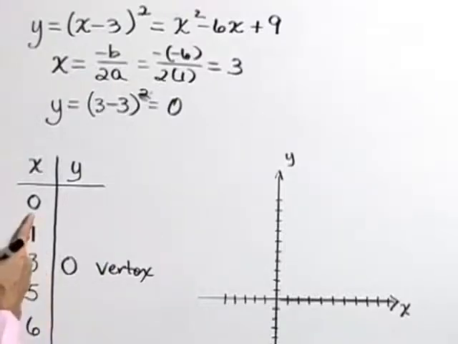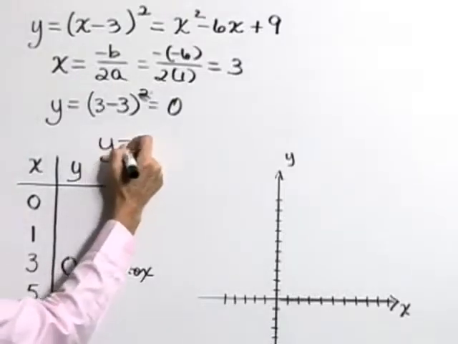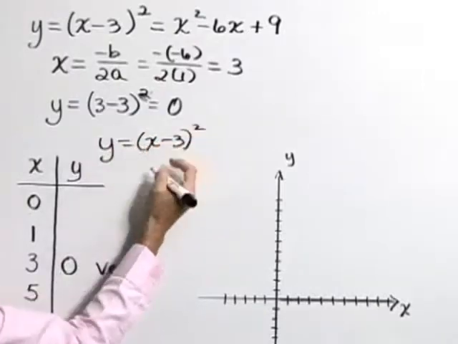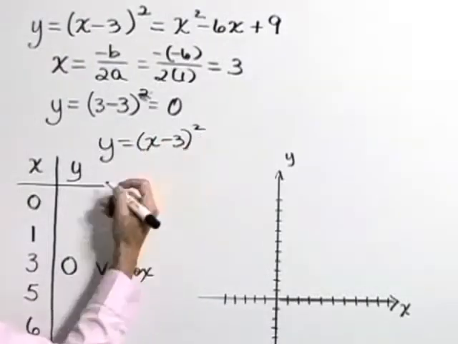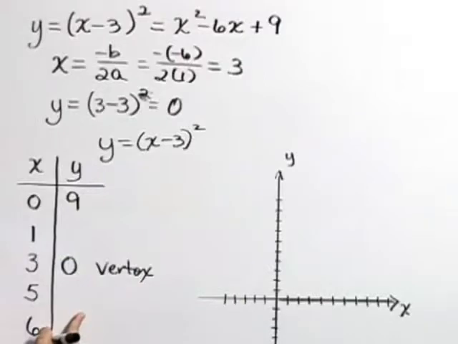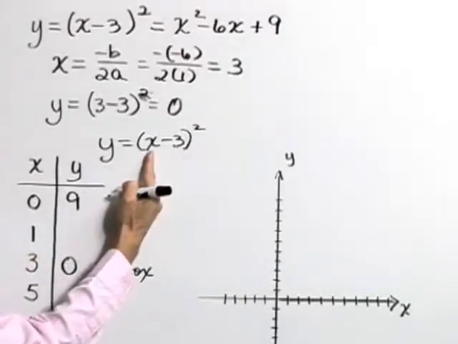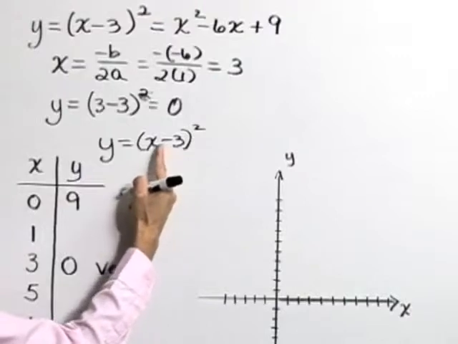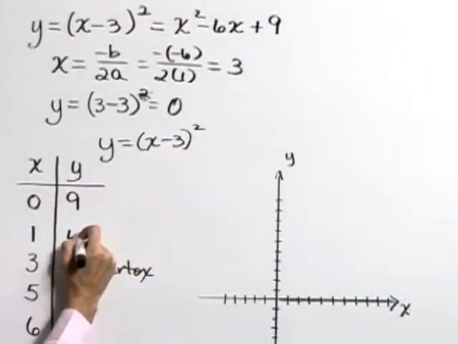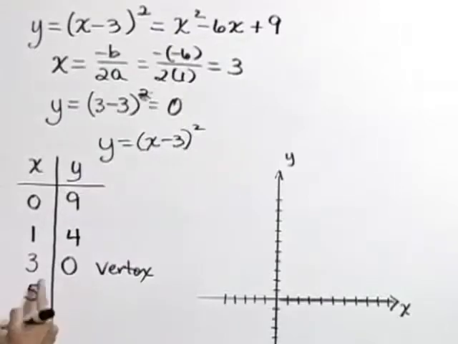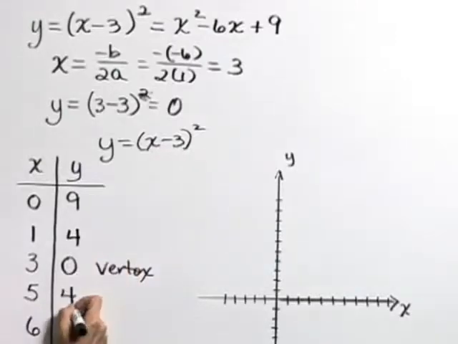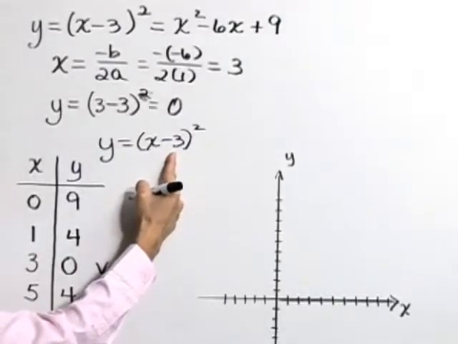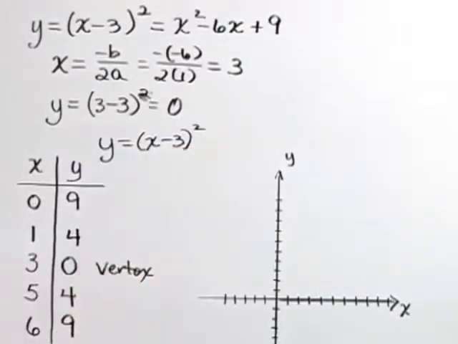If we let x equal 0 in the equation, y equal x minus 3 quantity squared, then we have 0 minus 3, that's negative 3 quantity squared, or positive 9. If we let x equal 1, then y is equal to 1 minus 3, or negative 2 quantity squared, that's 4. If x is 5, y is 5 minus 3 quantity squared, that's 2 squared, or 4. And if x is 6, y is 6 minus 3, or 3 quantity squared, positive 9.